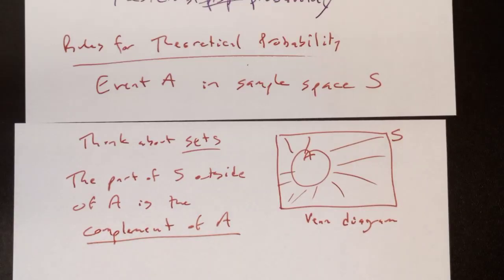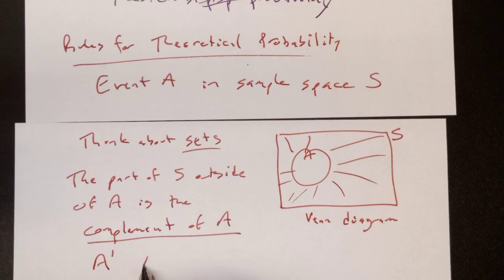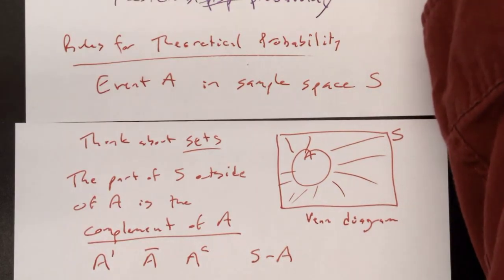Now, different books denote this differently. Some books call it A prime. Some books call it A with a bar over it. Some books call it A with a little c as a superscript. So A complement, all of those things. Sometimes we call it S take away A. All of S take away all of A.